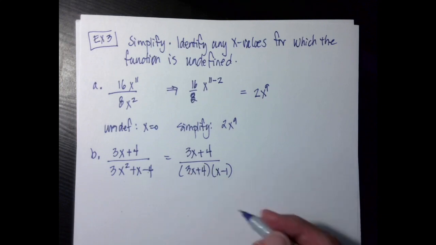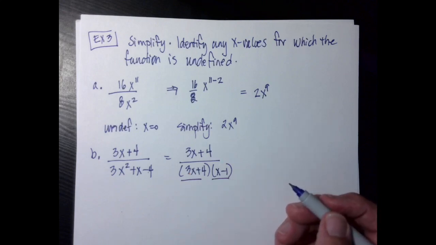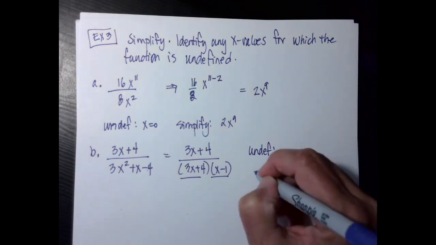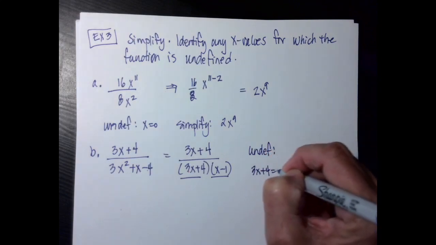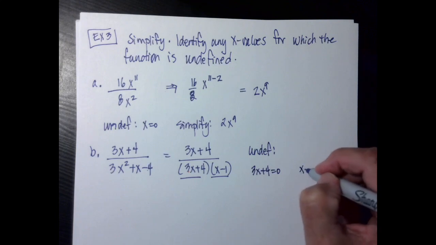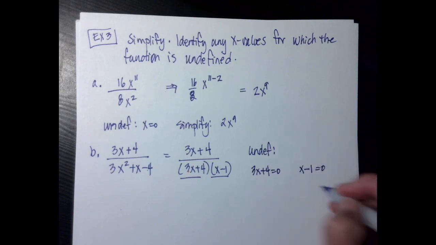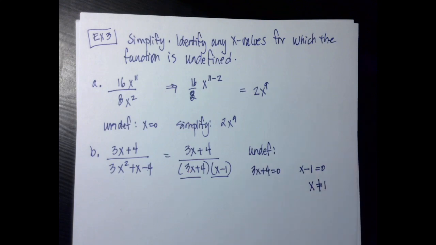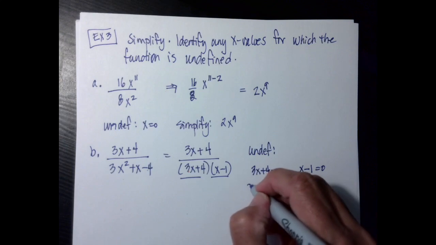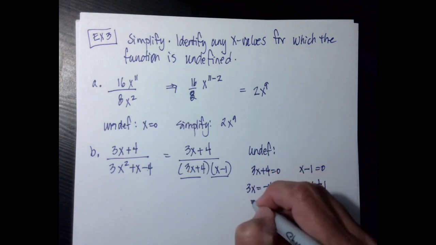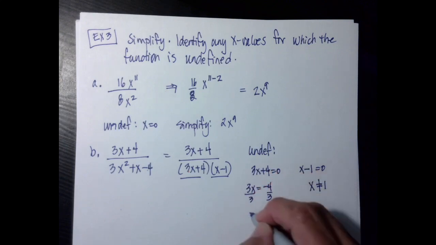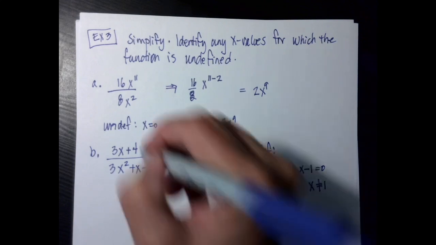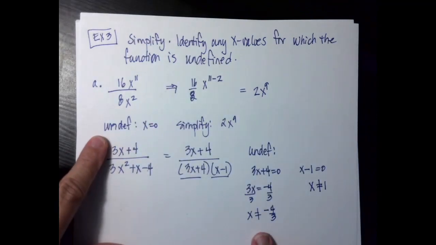So now right off the bat, I have two different factors, and this is going to be where my function is undefined. So I'm going to write undefined, and I'm going to take the 3x plus 4 and set it equal to 0, and I'm going to take the x minus 1 and set it equal to 0. Well, this one's easy. x is 1, and technically it means x can't equal 1. On this one, I'm going to take the 4 to the other side, so I'm going to get a negative 4, then I'm going to divide both sides by 3, and I'm going to get x can't equal a negative 4 thirds, okay?